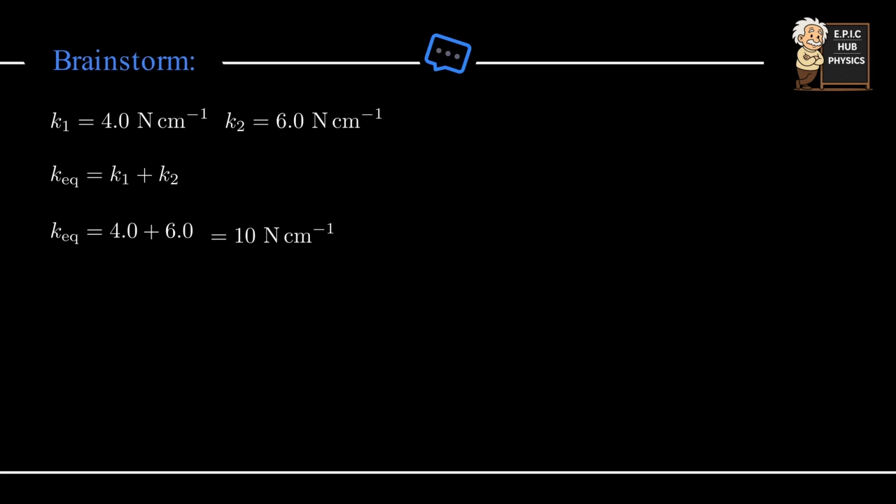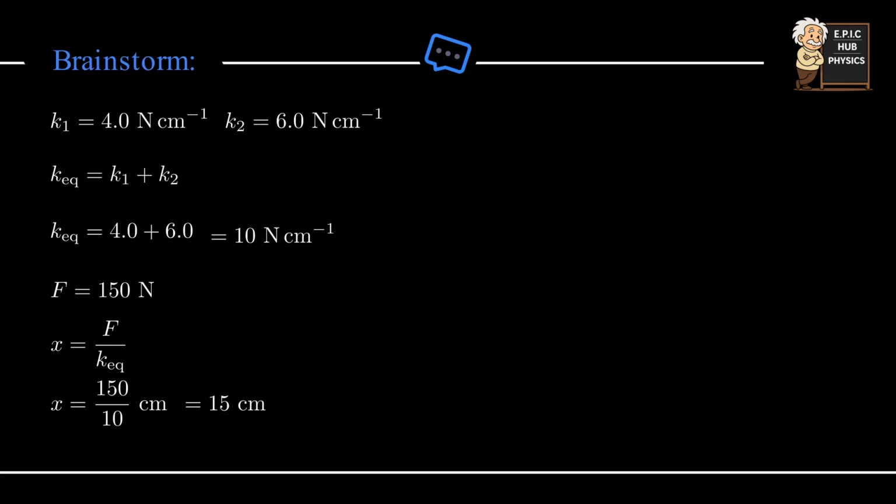Now we consider the external force applied to the platform. The question tells us that the total downward force is 150 newtons. Next, we use Hooke's law to determine the extension of the system. For the combined spring system, the extension X is given by the total force divided by the equivalent spring constant. So we write X equals F divided by K equivalent. Substituting the values gives X equals 150 divided by 10 centimeters. When we simplify this, we obtain an extension of 15 centimeters.